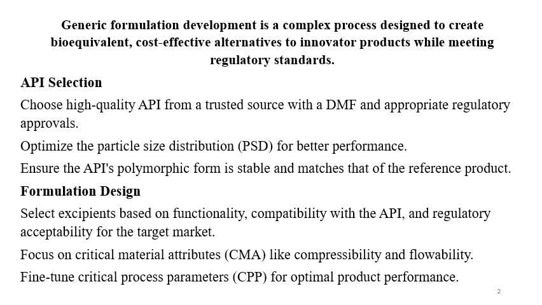First of all is API selection. Depending on the generic product market, the quality of the API is decided. Pharmacopoeial monographs are required to be studied and evaluated to choose the right vendor. So choose high quality API from a trusted vendor or source and get the DMF information so that there will not be any problem during filing.